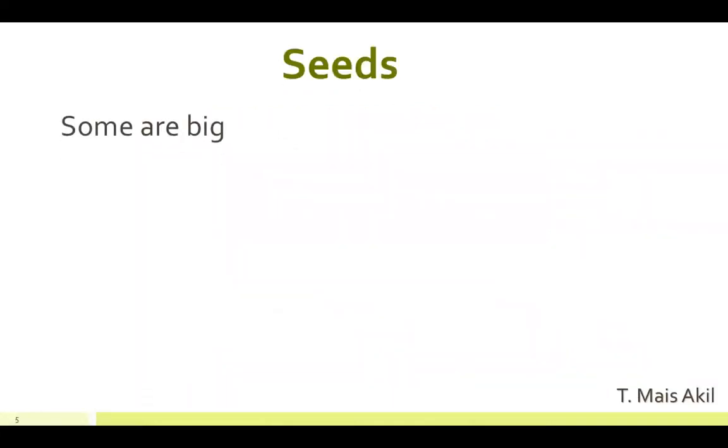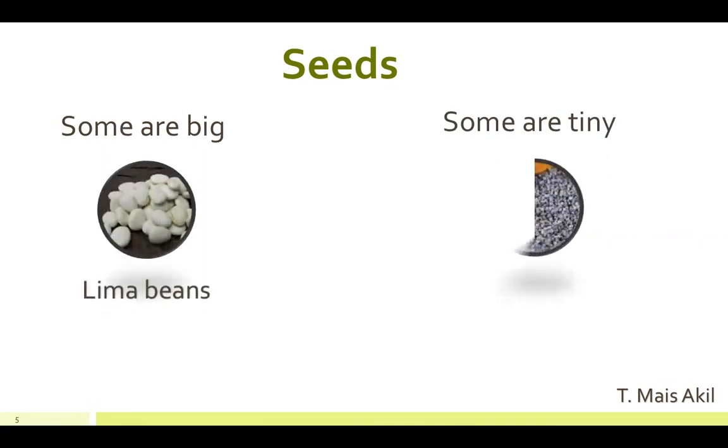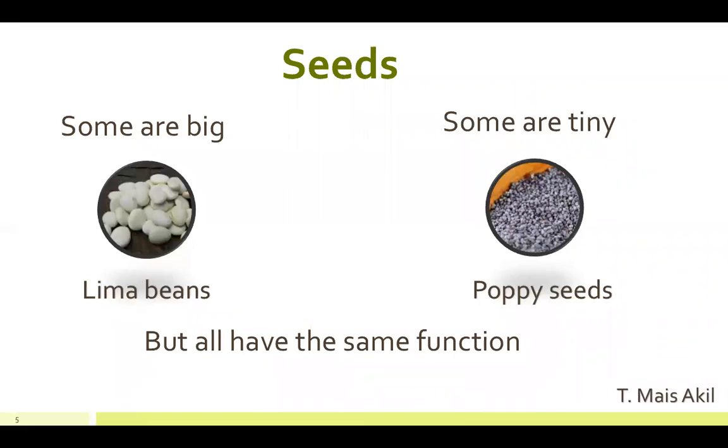As we said, seeds come in different sizes. Some are big, some are tiny. Big ones like the lima beans, and tiny ones like the poppy seeds. But even though seeds are different in shapes, colors, and sizes, they still do the same job. All the seeds make new plants. So they have the same function, the same job: make a new plant.